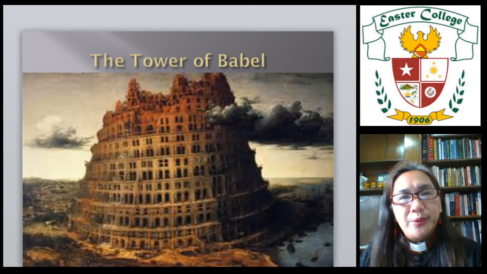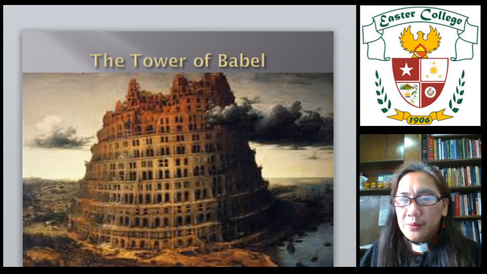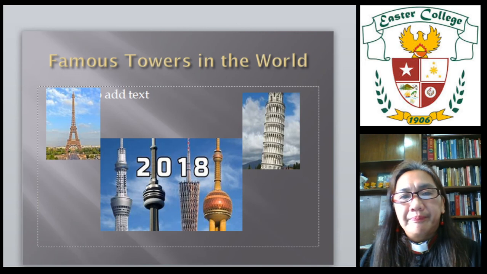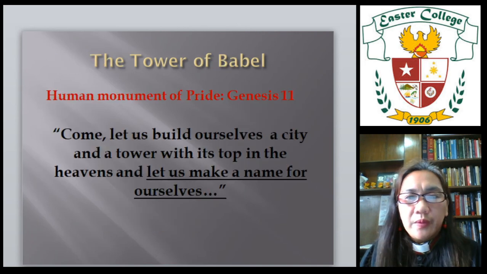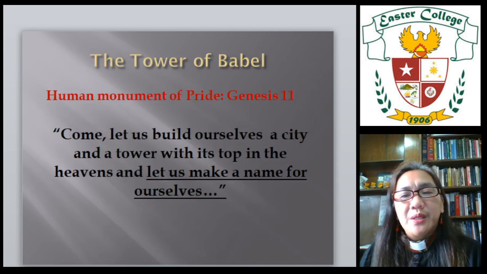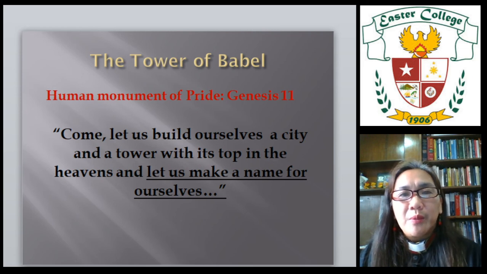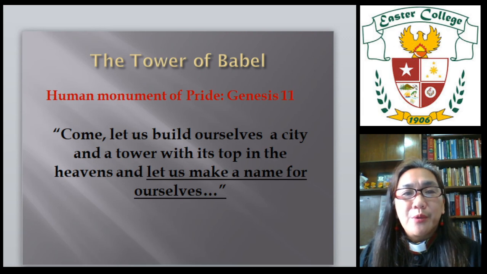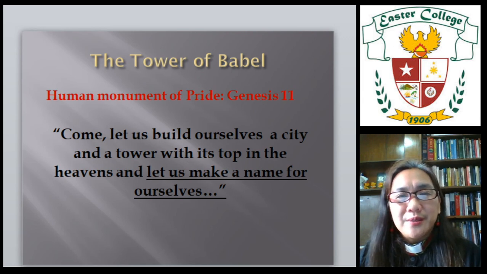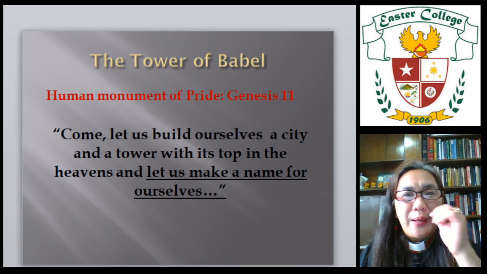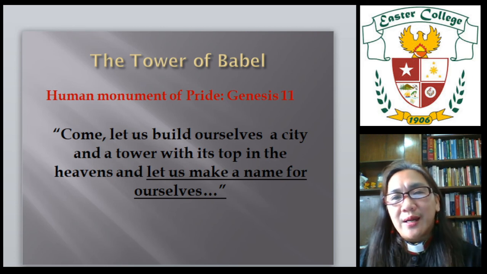Sabi ng iba, this is a monument of pride. Kasi sabi ng mga tao, anong sabi nila? Okay, come let us build ourselves a city and a tower with its top in the heavens and let us make a name for ourselves. Let us make a name for ourselves. Kaya sabi ng mga scholars, the Tower of Babel actually is a monument of human pride, human engineering.